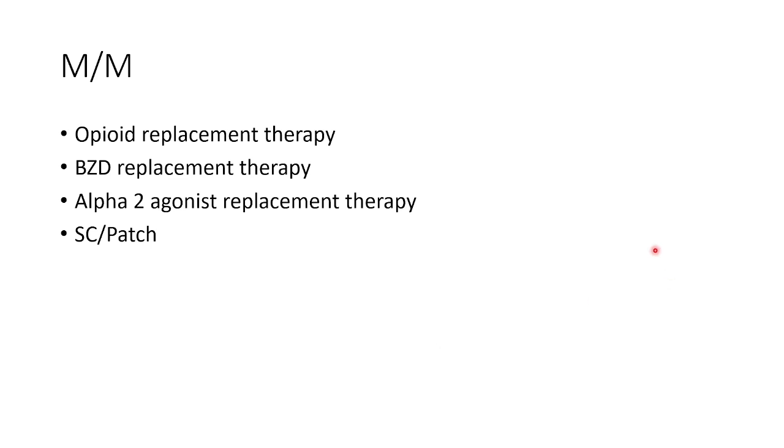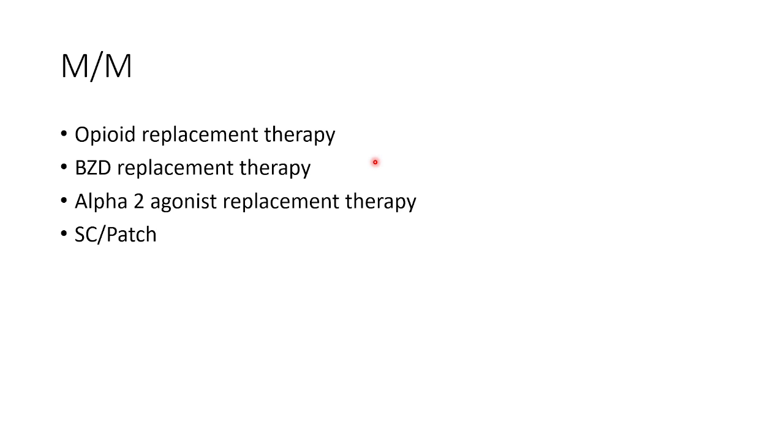So as it is, withdrawal is happening because you are trying to withdraw some drugs, so it's a receptor level problem. For opioid withdrawal, if you have been using opioid, we need some opioid replacement therapy. If you are using benzodiazepine, we need some benzodiazepine replacement, and alpha 2 agonist replacement also may be needed.